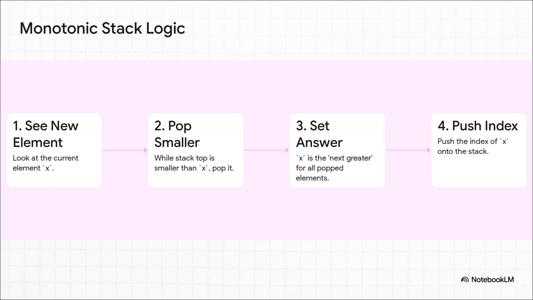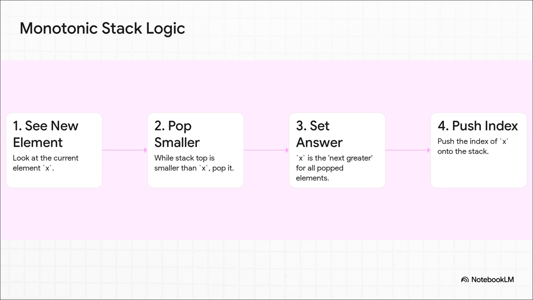So let's walk through it. First, you look at the next element in your array. Then you look at what's on top of your stack. If this new element is bigger, you pop the smaller one off the stack because you just found its next greater element. You keep doing that until the stack is empty or the top element is bigger. And then, finally, you push the index of your new element onto the stack.